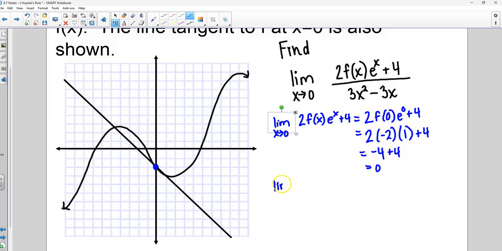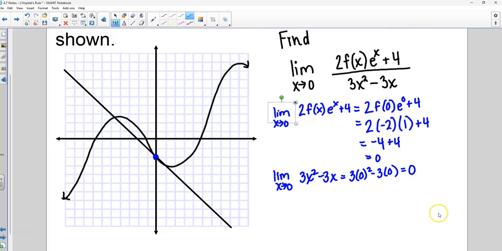We also want to do the limit as x approaches 0 of the denominator, which is going to be 3 times 0 squared minus 3 times 0, and you probably don't even have to show the work for that. You can tell that's going to be 0. So we are getting 0 over 0 when we plug into this function. So we could say L'Hopital's rule applies.